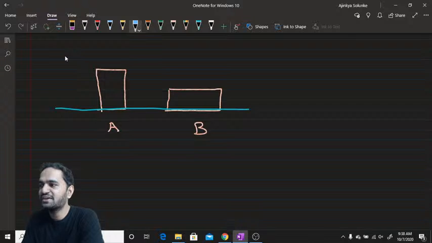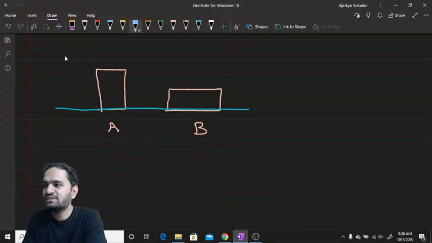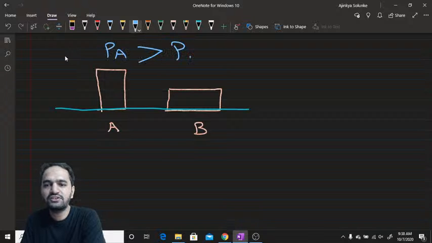Yes, correct. Lakhamwad correct, Pawar correct, Bhumi Agrawal correct, Ishan correct, Suhani correct, Som Ghanwat correct. So many students are giving correct answers. Suraj Tekale correct. So the pressure in case of A will be more as compared to the pressure at B.